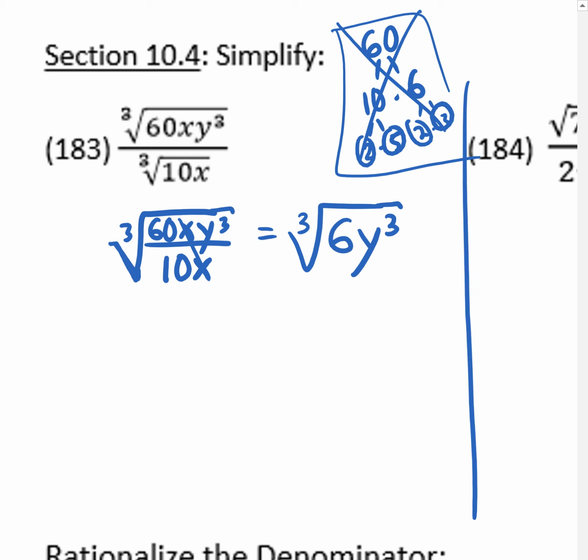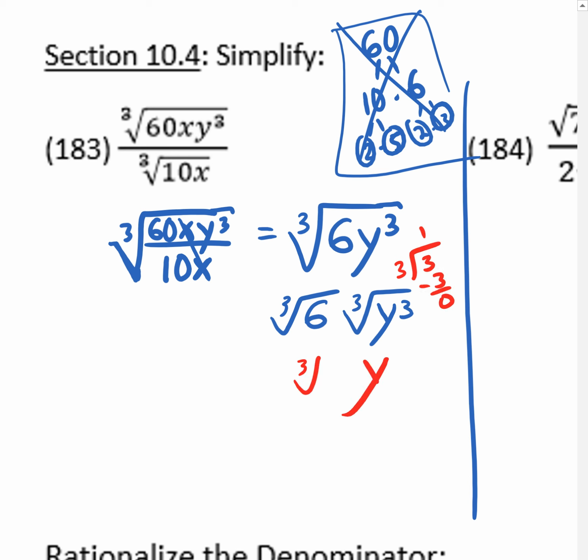So that simplified quite a bit. The cube root of 6, I don't think there's much I can do with him, but the cube root of y cubed, there might be something I can do with that. If you divide the index into the power, it goes in evenly once, so this just becomes y. There is no cube root of 6, so you just have to stay the same.